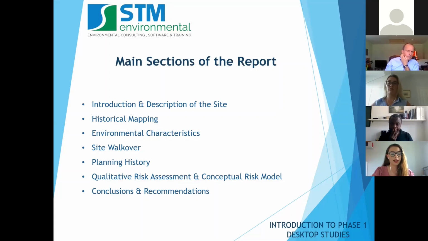The planning history section includes information to show previous uses of the site and also of the surrounding area, and whether there are any similar applications or site investigations undertaken in the vicinity of the site. The qualitative risk assessment and conceptual risk model bring all of this information together to decide whether further investigation is necessary. And finally, the reasons and details of this decision are then presented within the conclusions and recommendations section at the end of the Phase 1 report.